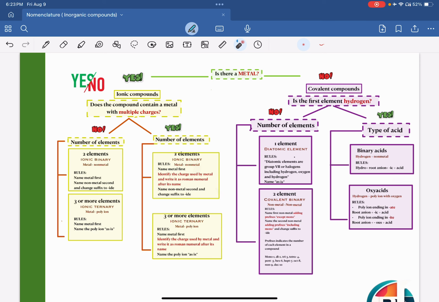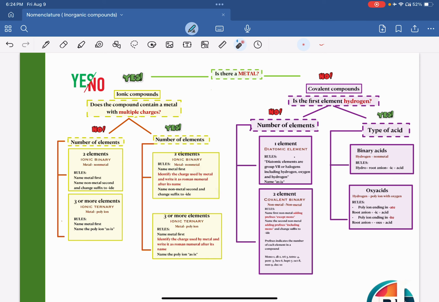This guide will help you understand the naming conventions for both ionic and covalent compounds through a yes or no mechanism. First, ask yourself if the compound contains a metal. If your answer is yes, then follow the rules for naming ionic compounds. If no, use the naming rules for covalent compounds.